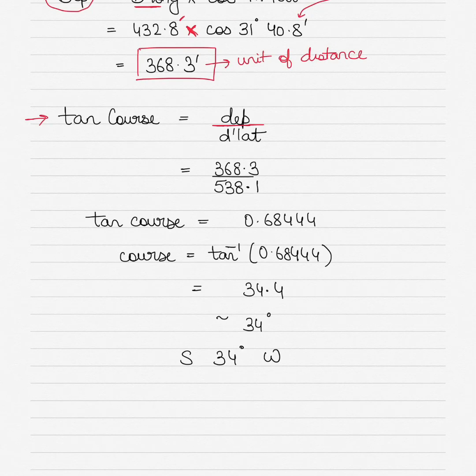So tan course is departure by dlat. You know the value of departure. Departure comes from here. Dlat you've calculated above. Tan course will equal 0.68441. This is what you get when you divide these two values. Take tan to the other side, it becomes tan inverse. In your calculator, press shift tan. You will get a tan inverse, and then put in this value here and you will get the course as 34.4 degrees.